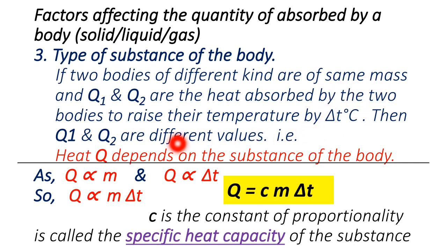Then this Q1 and Q2 are different values. Why? Because they are different substances. They are different substances of the same masses, and the raise in temperature is also the same, but as those two are of different substances, the quantity of heat absorbed by those two is also different. Correct. So here the heat Q absorbed by the body for the raise of temperature depends on the substance of the body. So this is the third factor.